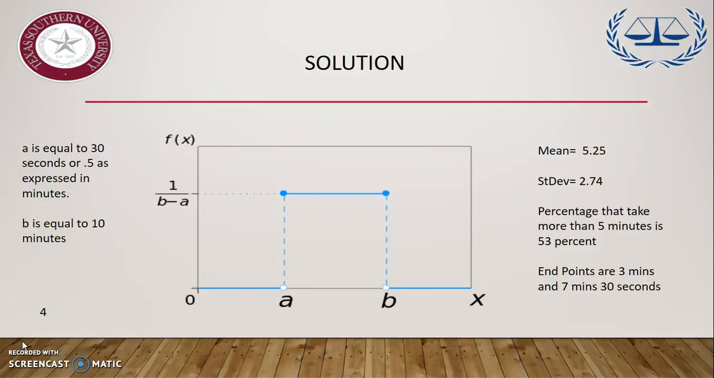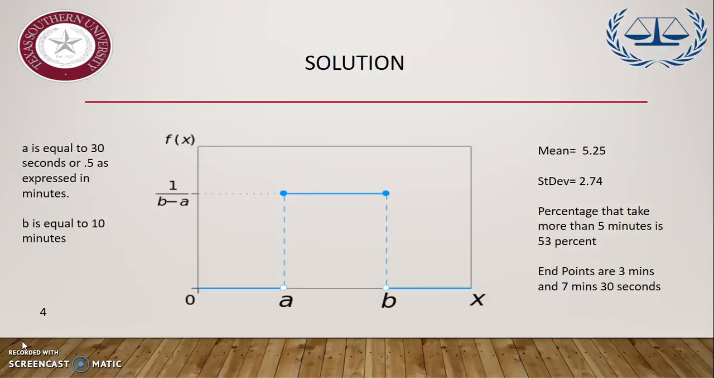So to answer the first question, if you look over to the left of the distribution chart, A would be equal to 30 seconds, or 0.5, which is expressed in minutes. And then B would be equal to 10 minutes. So the interval for the uniform distribution would be 0.5 all the way up to 10. The height would be 1 over 10 minus 0.5, or 1 over 9.5.